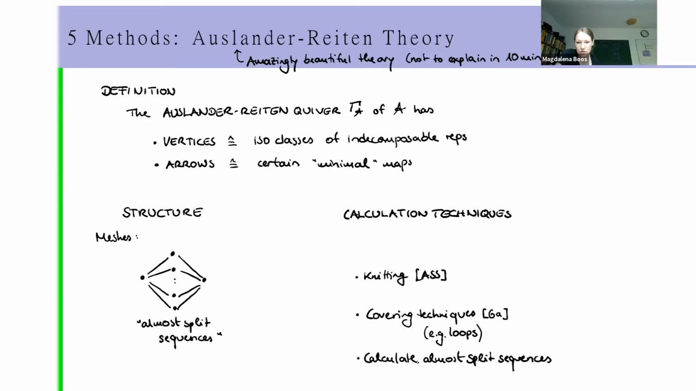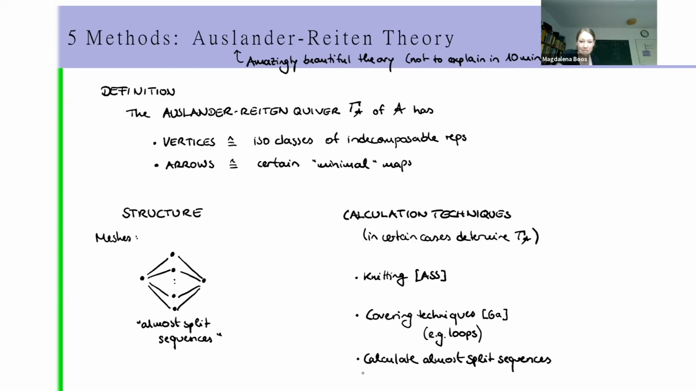And then, of course, you can calculate almost split sequences. It's explicitly described how to get these meshes. So there are many ways. And in certain cases, this determines the whole Auslander-Reiten quiver. For example, for the Dynkin quivers, and also for our quiver, which we just saw.